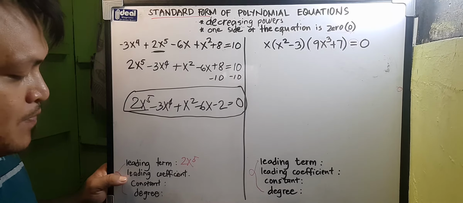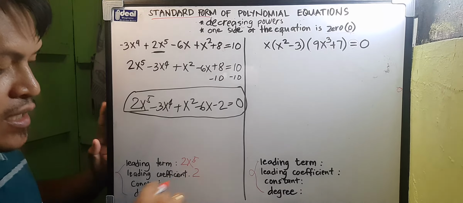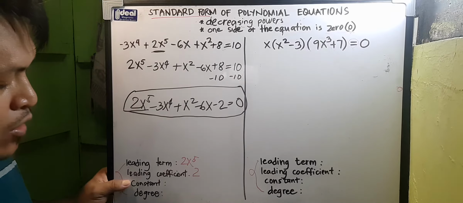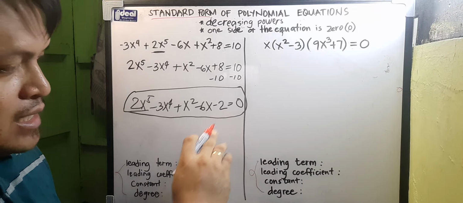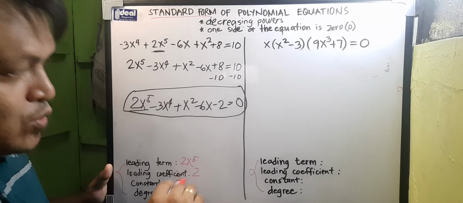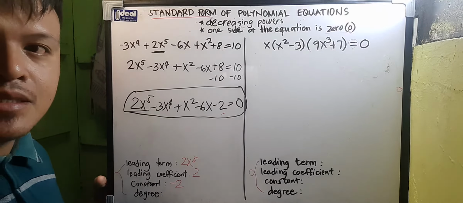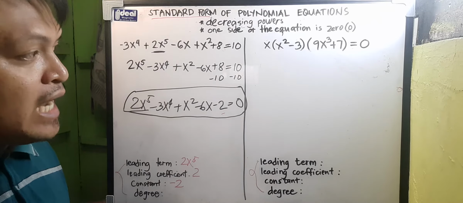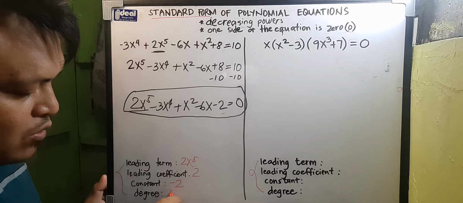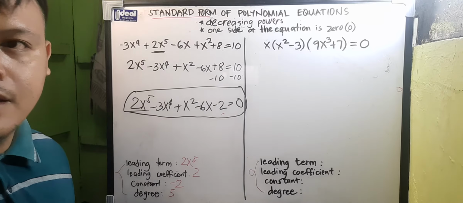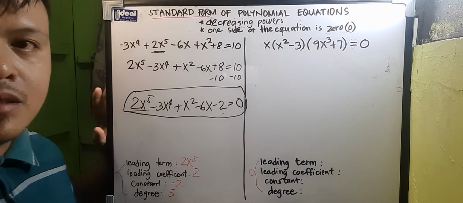Next, the leading coefficient. So, since ito yung leading term, so ang coefficient niya ay 2. That means the leading coefficient is 2. Next one, the constant. The constant is yung term na walang variable, walang kasamang variable. And in this case, the constant is negative 2. Ito na siya. And last one, the degree. The degree of the polynomial equation is the number or the highest exponent. In this case, the highest exponent is 5. So, the degree of the equation is 5. So, ito na ngayon ang mga properties nito using the standard form of this equation.